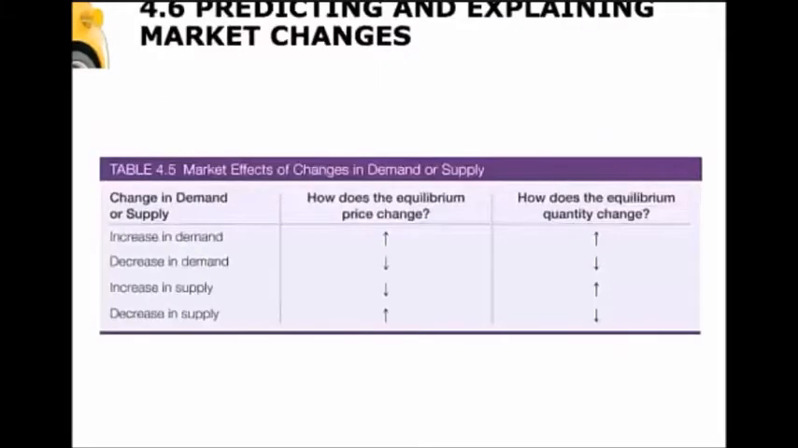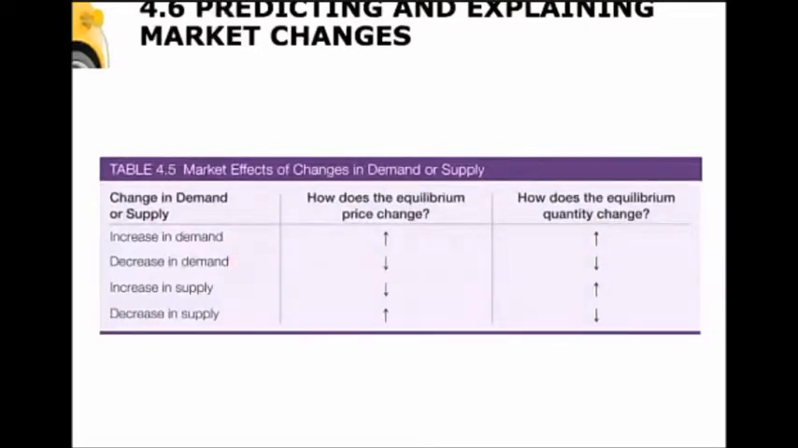Now another way we do this is to try to work backwards from what we see in the market to what must have caused that change. And we've got four different possible changes in a market. We can have an increase in demand, a decrease in demand, an increase in supply, or a decrease in supply. And we can look at what we would expect to see in the market under any of those changes. Suppose we had an increase in demand. As we've shown, what we would expect is an increase in prices and an increase in quantities.